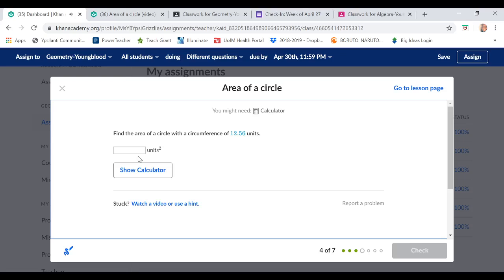This one, find the area of a circle with a circumference of 12.56. I did do an example similar to this already. It's in the notes. I am going to walk you through how to do it in a calculator. So if we're given the circumference, divide by pi to find the diameter.